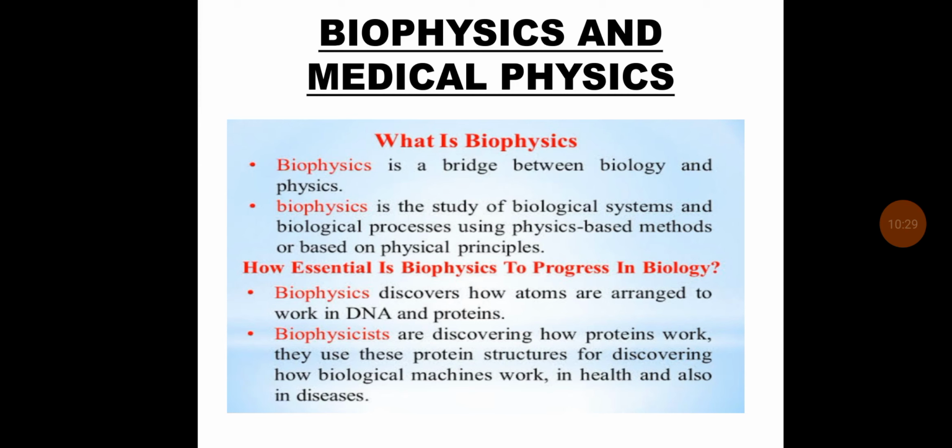Now, how essential is biophysics to progress in biology? Biophysics discovers how atoms are arranged to work in DNA and proteins. Biophysicists are discovering how proteins work. They use these protein structures for discovering how biological machines work in health and also in disease. So, therefore, it is called biophysics. In this branch, every work which is done in biology is based on the principles of physics.